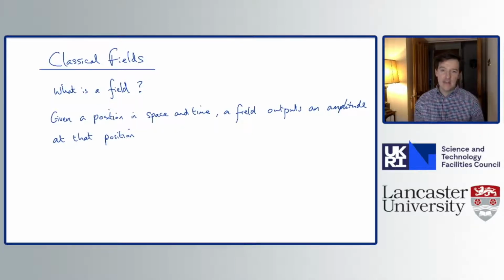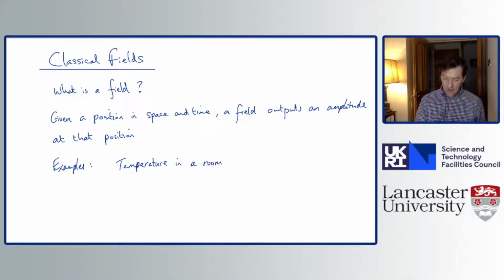And of course, there are many examples of classical fields you will have met. Here are a few that come immediately to mind for me. One is the temperature in a room. Obviously, this can vary across the room. As you go closer to a window, it may be colder. As you go to the radiator or heater, it'll warm up. And this is an example of a scalar field. The amplitude that gets returned is just a number, a scalar quantity.